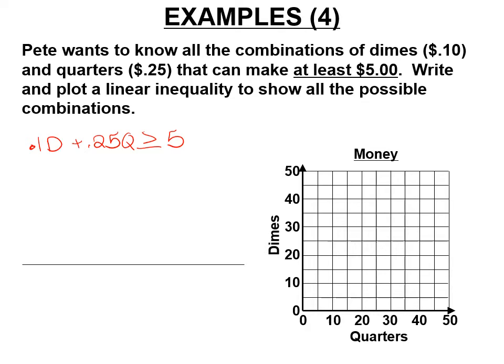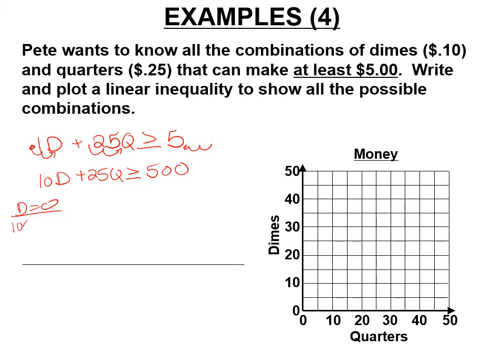Now, this has decimals in it, and I could deal with the decimals, but I like to clear my decimals. So I'm going to have to move the decimal twice there. So I'm going to move it twice everywhere. And so this becomes 10D plus 25Q is greater than or equal to 500. All right, we've cleared our decimals. Now I'm going to find the intercepts.